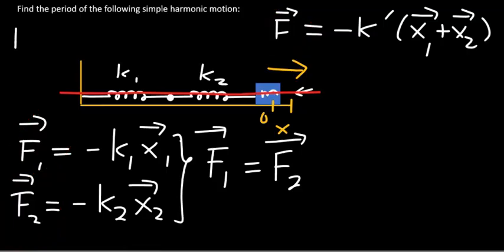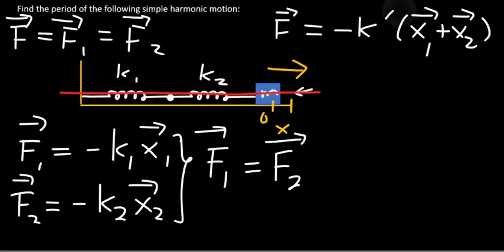So let's write everything down. F equals F1 equals F2. The idea is to determine this K prime, which can be taken to be the effective spring constant of the system. So let's write down the equations.